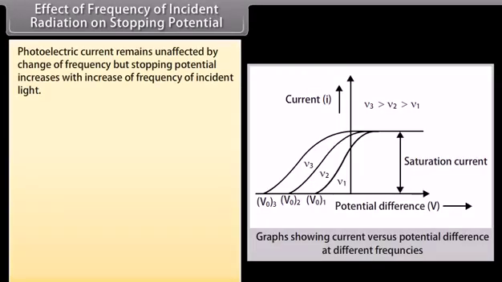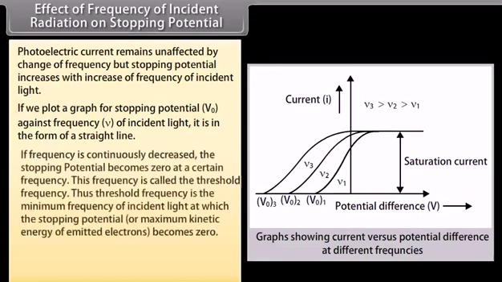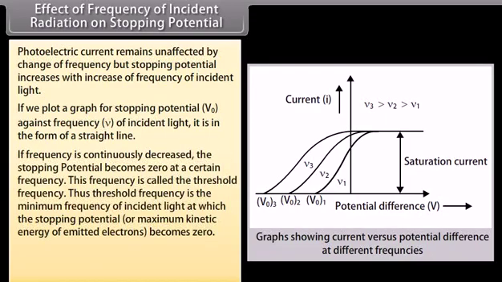Effect of frequency of incident radiation on stopping potential. Photoelectric current remains unaffected by change of frequency, but stopping potential increases with increase of frequency of incident light. If we plot a graph of stopping potential V0 against frequency ν of incident light, it is in the form of a straight line. If frequency is continuously decreased, the stopping potential becomes zero at a certain frequency. This frequency is called the threshold frequency.